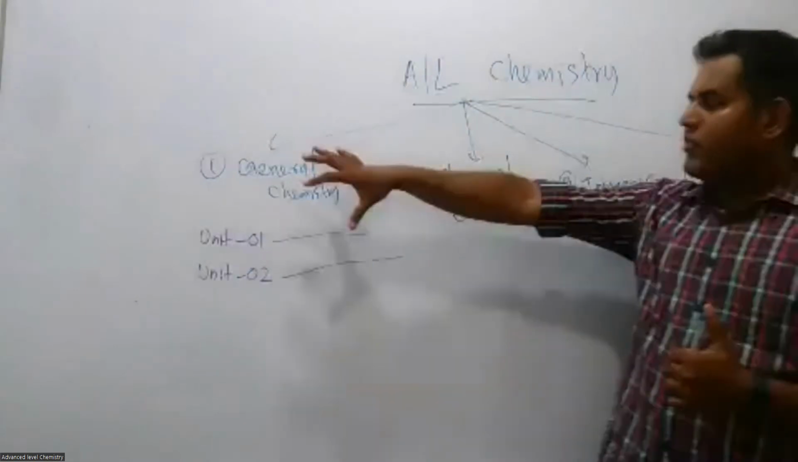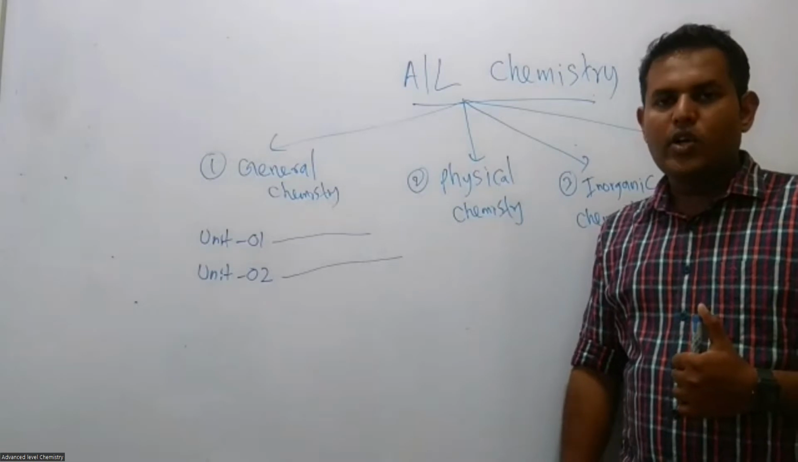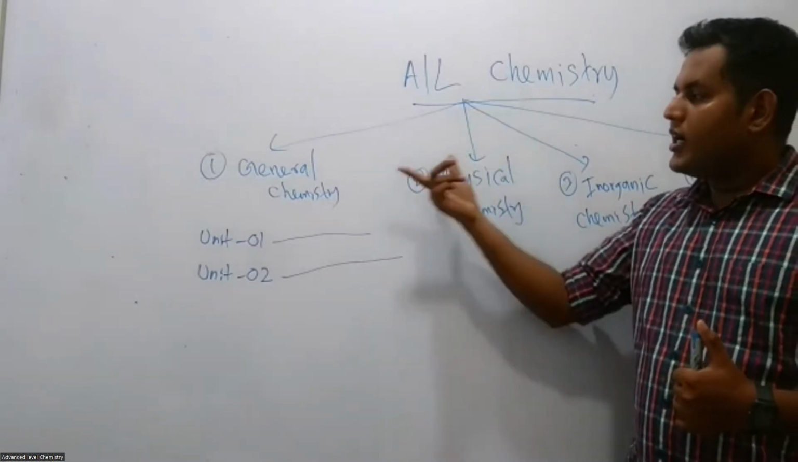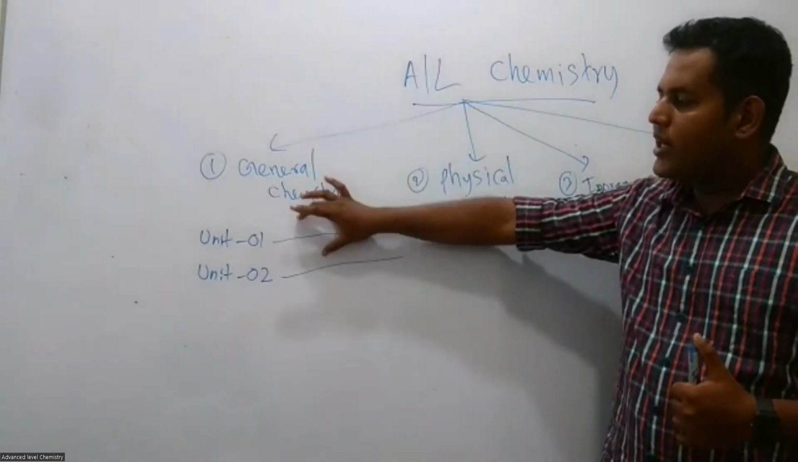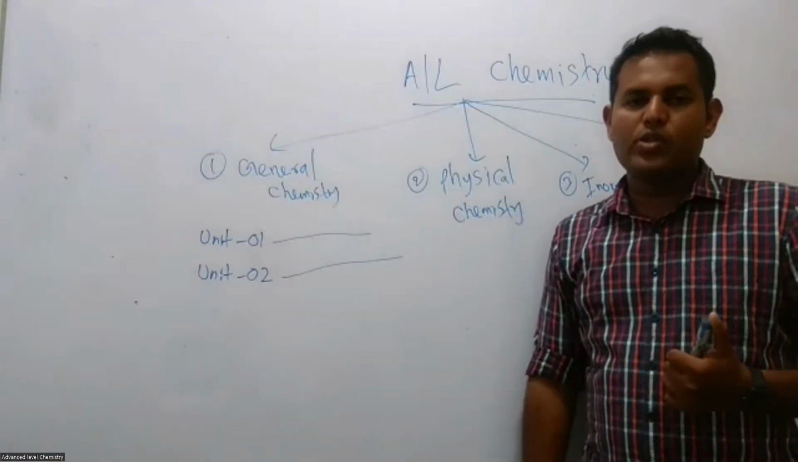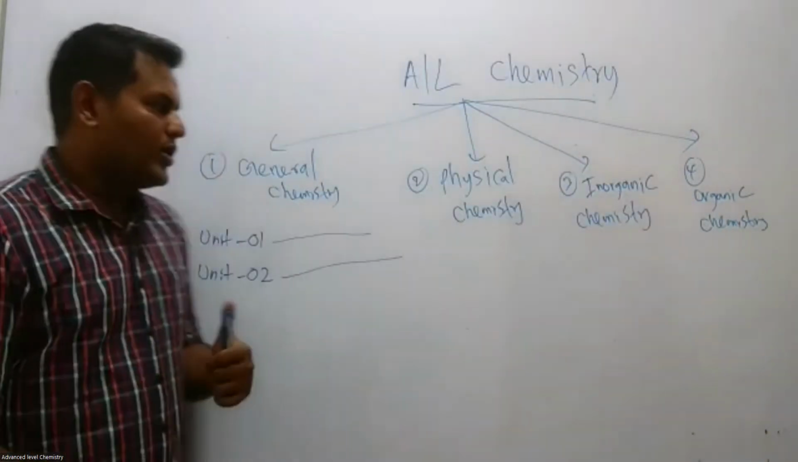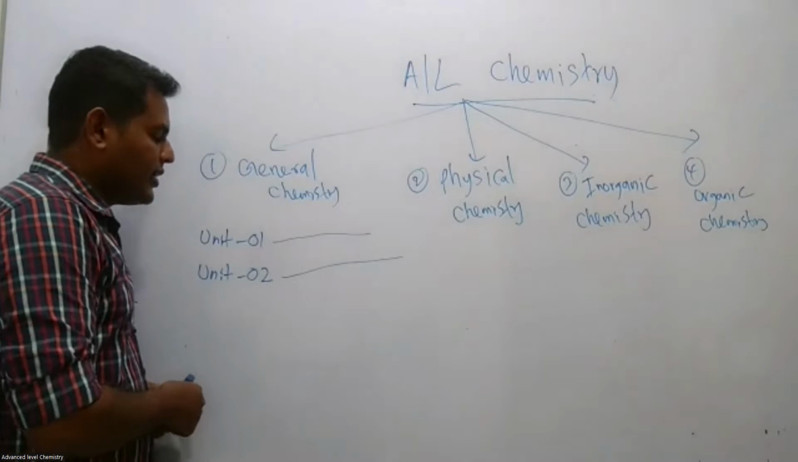First of all, place 4 sections like this in your notebook at the beginning. Then, under general chemistry, write unit 1 and unit 2. If you have any questions, please feel free to ask via Zoom chat. Okay, start. Under general chemistry, put these two: unit 1, unit 2.